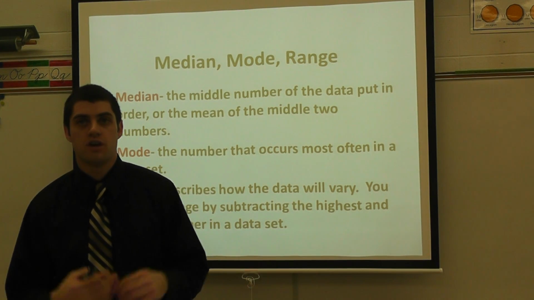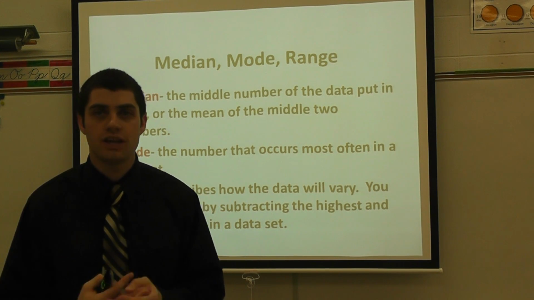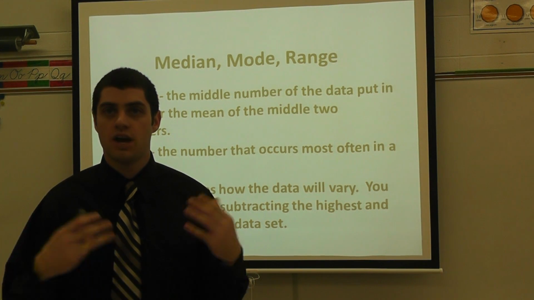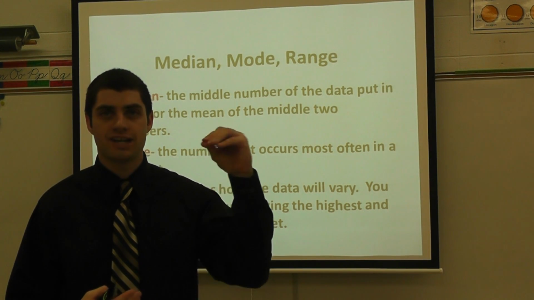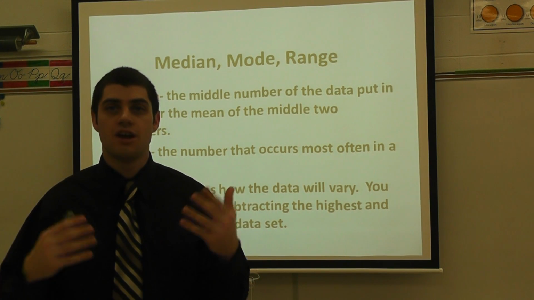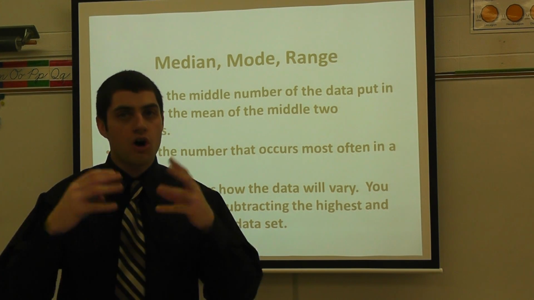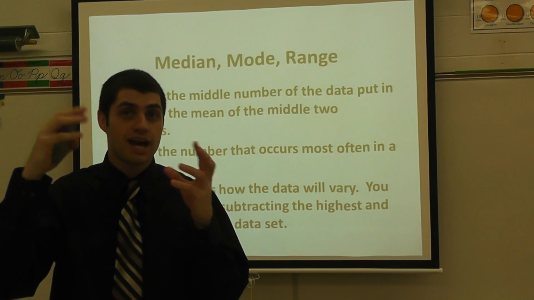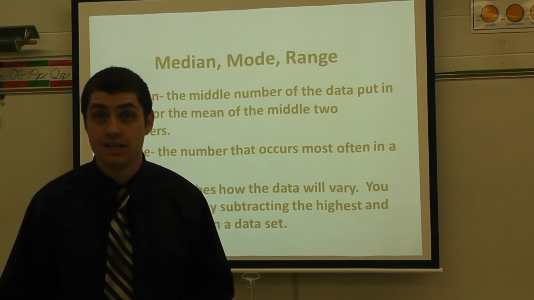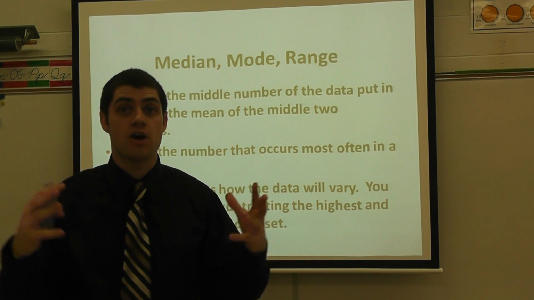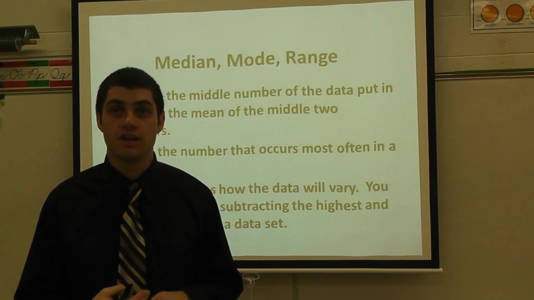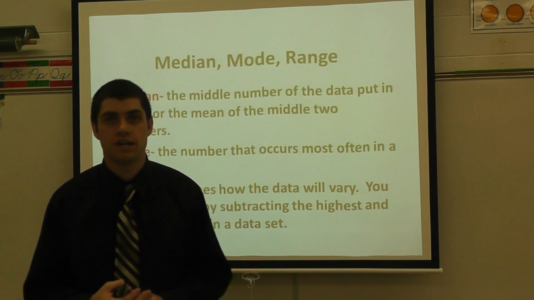And lastly, range. The range's job is to tell you how the information you're looking at varies. You take your highest number, you subtract your lowest number, and you come up with your range. For example, if my highest number in a data set was 20 and my lowest was 10, and I subtracted these two numbers, my range would be 10. That tells me that all the numbers in that data set are within 10 of one another. Whereas if I had a range of, say, 893, that tells me the data could be all over the place. They're spread out very far from one another. So the range is very important also when analyzing our data. And again, these are our measures of central tendency.